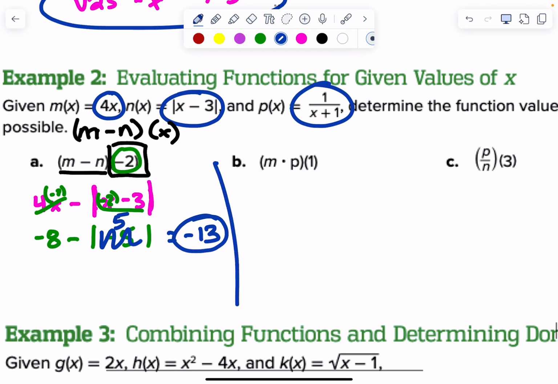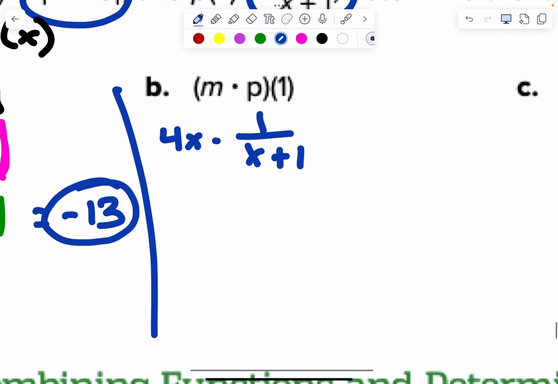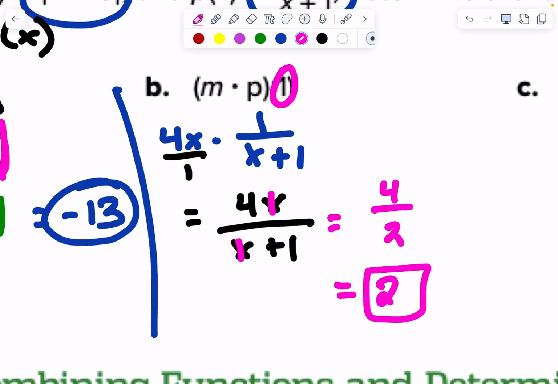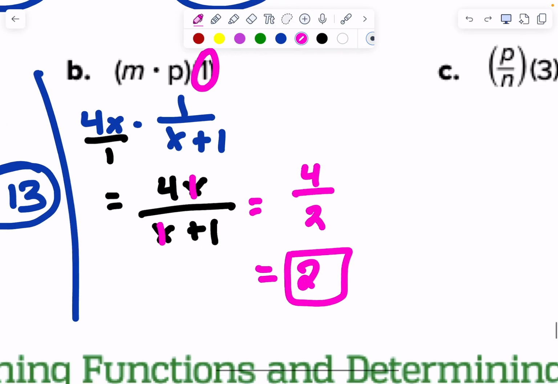Okay, m times p. M is 4x times p is 1 over x plus 1. Now you can, if you want to, put that together. This is like over 1. So I could simplify this as 4x over x plus 1 if you want to. I can totally combine those two. But I am plugging in 1, 1 in there, 1 in there. 4 times 1 on the top is 4 over 2, which is 2. If they just say m times p of x, you're going to leave it as 4x over x plus 1. But since we're plugging a number in, you get a number out.